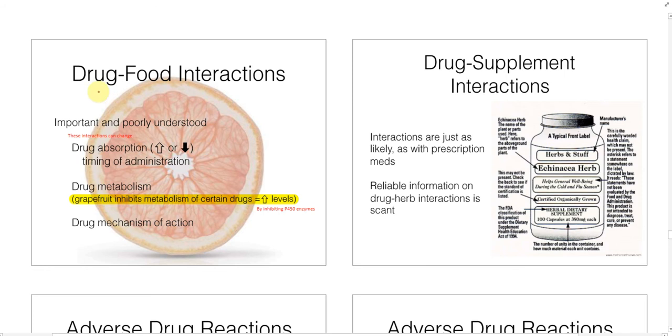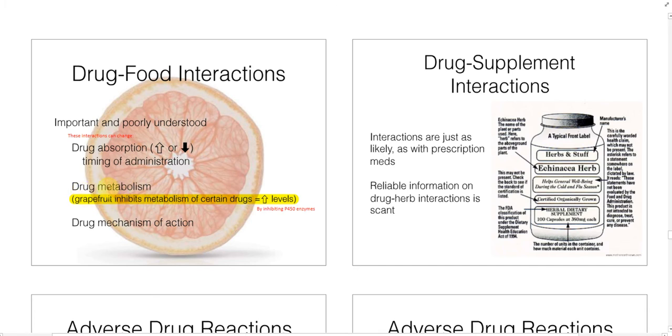There are also going to be drug-food interactions, some of which are very strong, and a lot of times they are very poorly understood. The interactions can affect drug absorption, either increasing or decreasing it, affecting the time of administration. So we may need to give it like 2 or 3 hours before the first meal of the day.